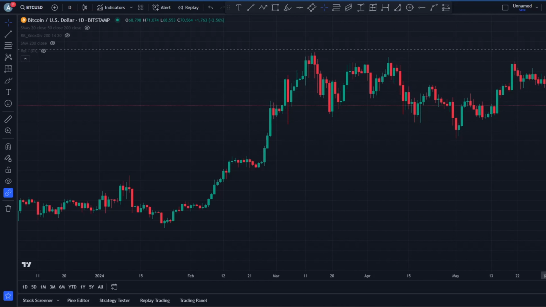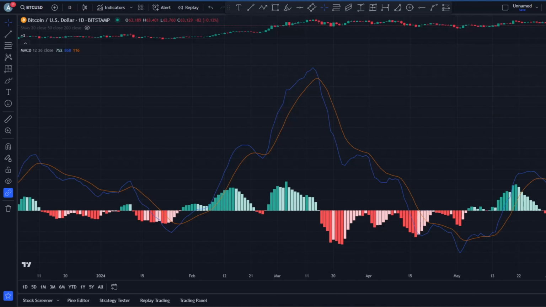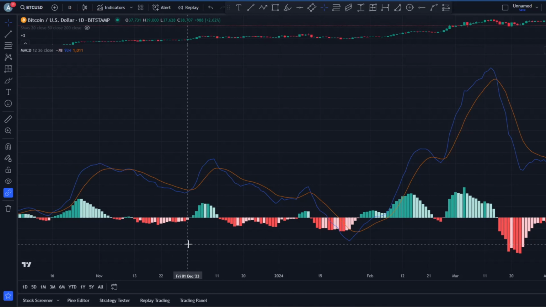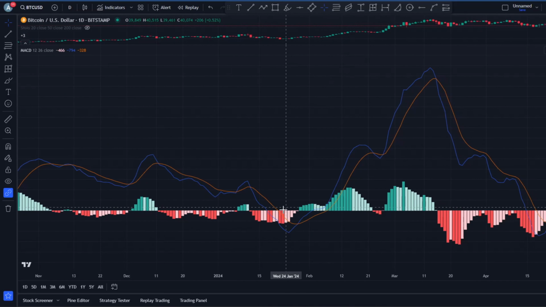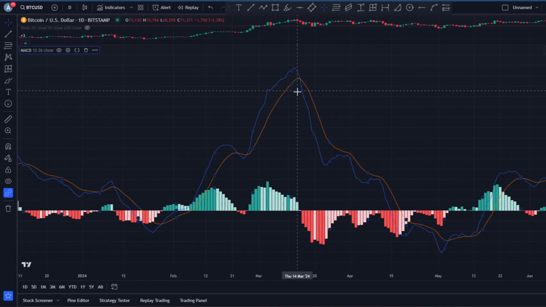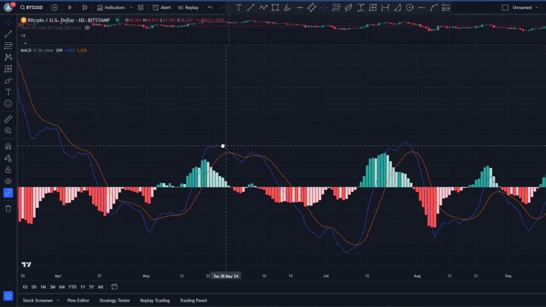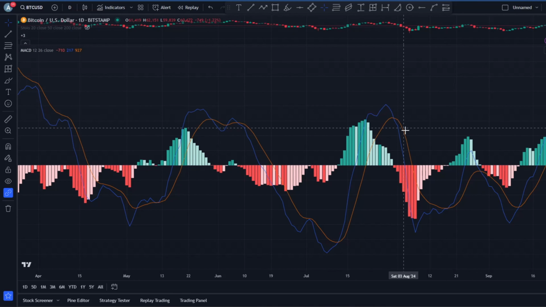Using MACD for trend identification. Now that we understand how the MACD works, how do we use it to identify trends? A basic way to use it is to look for a cross between the MACD line and the signal line. When the MACD crosses upward, it indicates upward momentum. When it crosses downward, it signals downward momentum. But here's the twist. You should only enter a trade when these crosses happen below the zero line for long trades and above the zero line for short trades. This ensures you're aligning with stronger trends.